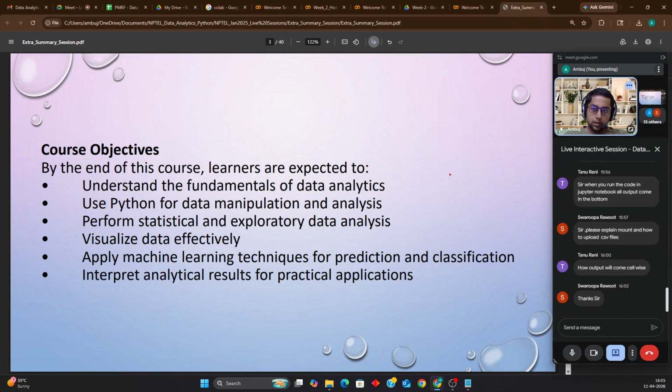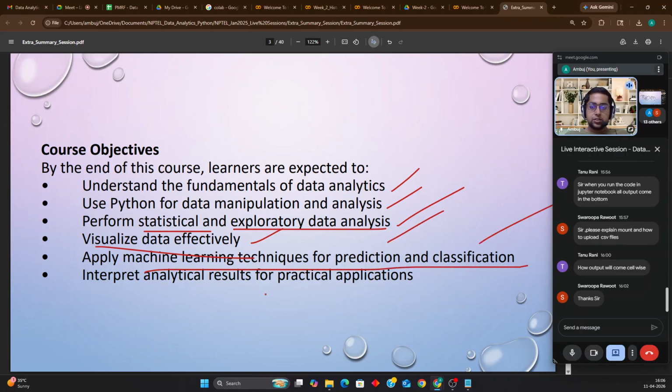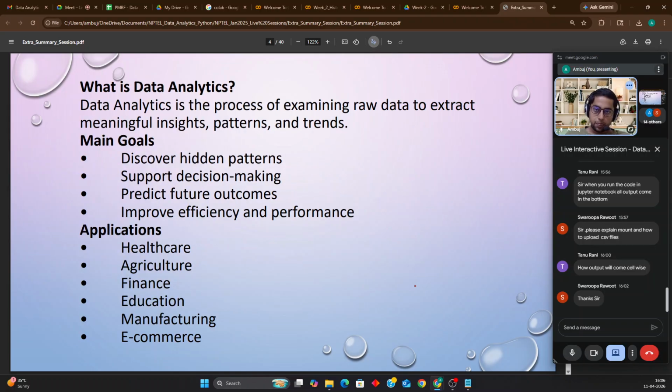Okay. Course objectives were these: understanding the fundamentals of data analytics using Python for data manipulation, performing statistical analysis, exploratory data analysis has to be carried out, visualize the data effectively and efficiently, applying the machine learning techniques for prediction and classification, and interpreting the analytics data for practical applications.